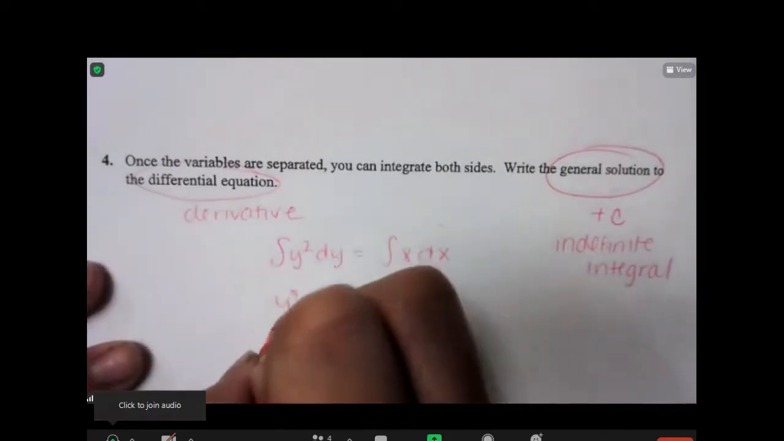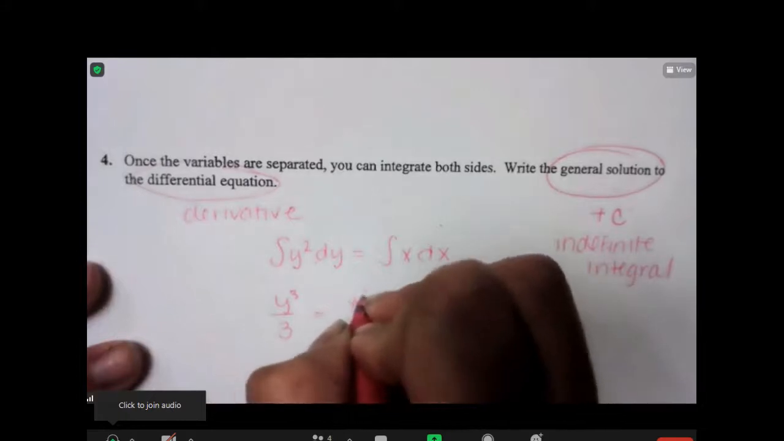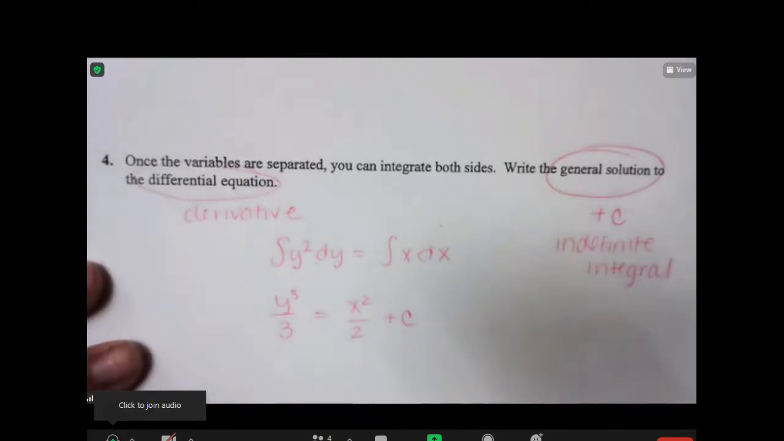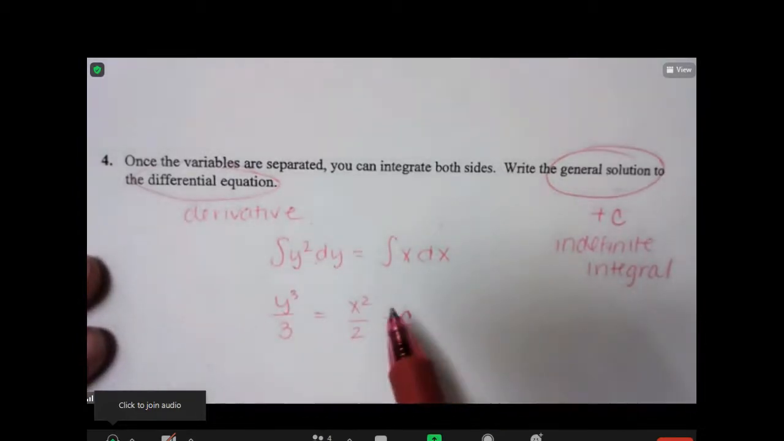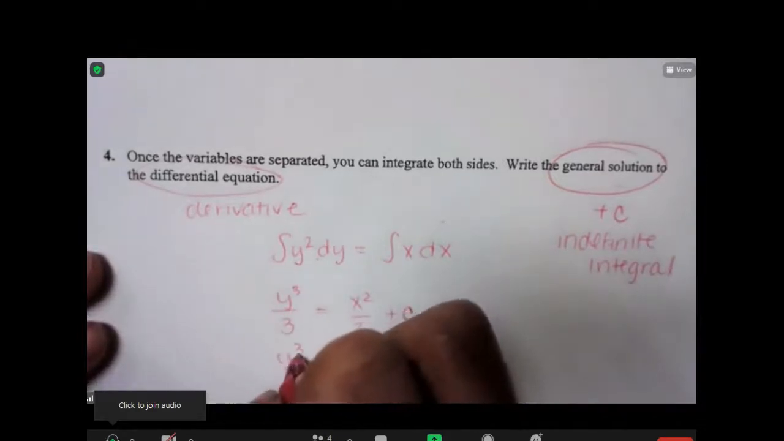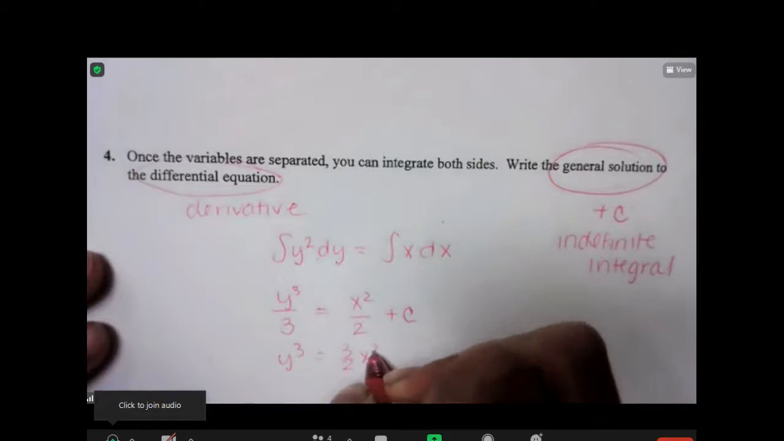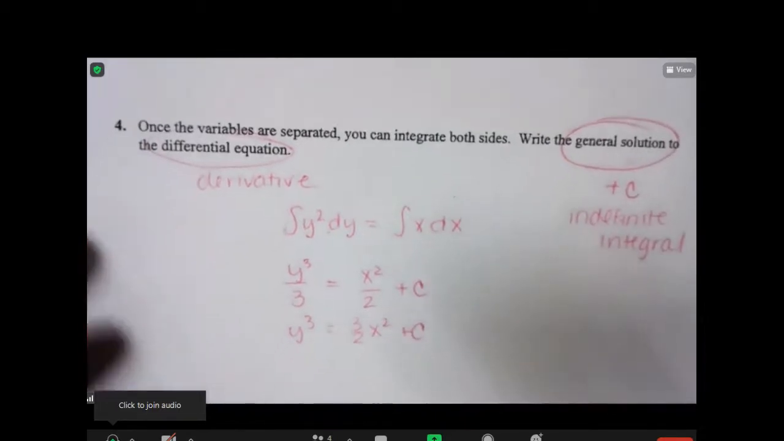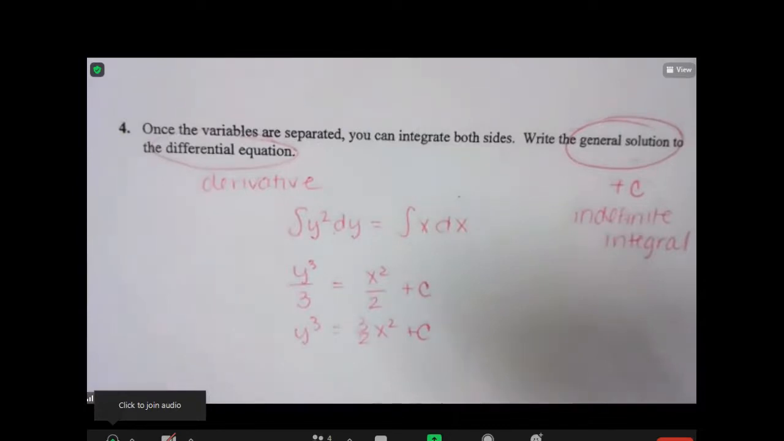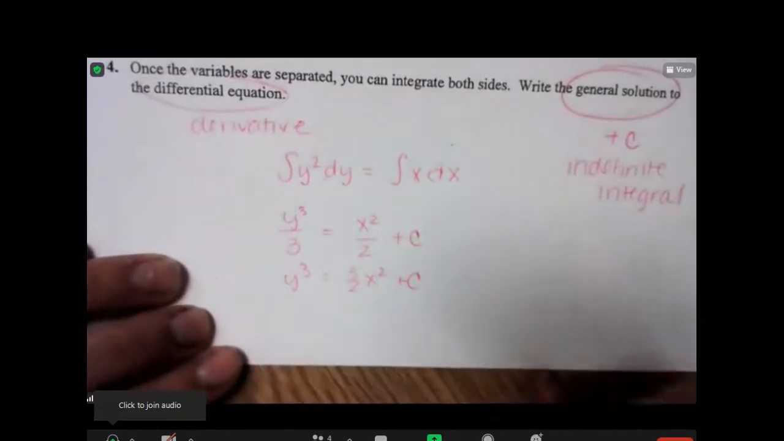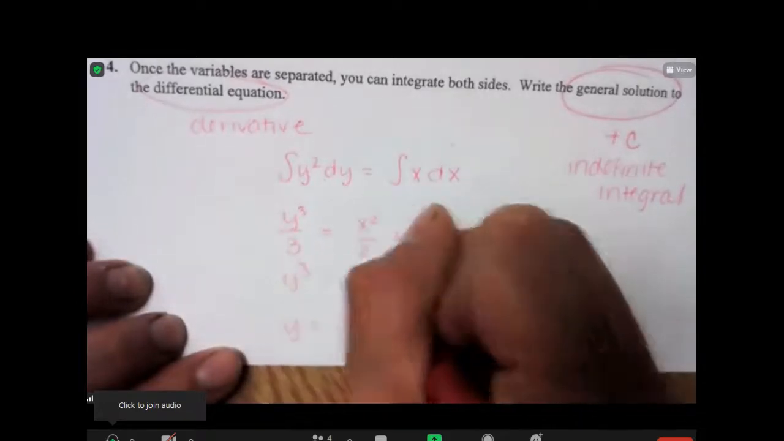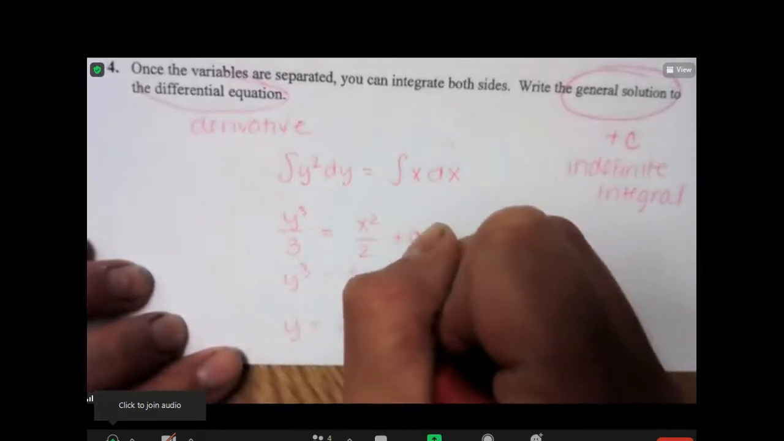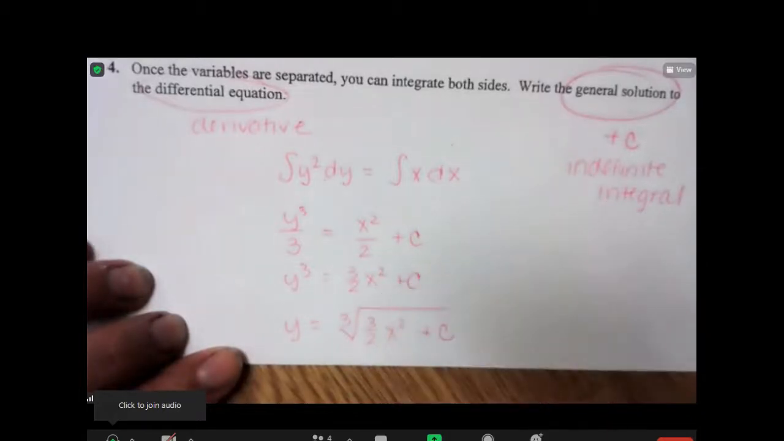So our rule is to add a power, divide by that power. And then it's in general, so you have your plus c. And then we want to solve for y. So we're going to multiply both sides by 3. Remember, the 3 doesn't distribute to the c, it just encompasses it. And then to get rid of something cubed, we're going to cube root it. A cube root is not like a square root. We do not need a plus or minus with a cube root.